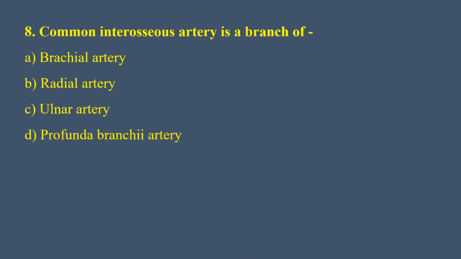Question 8. Common interosseous artery is a branch of A. Brachial artery, B. Radial artery, C. Ulnar artery, D. Profunda brachii artery. Answer is C. Ulnar artery.